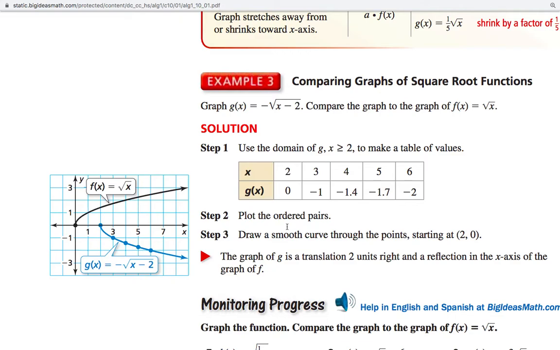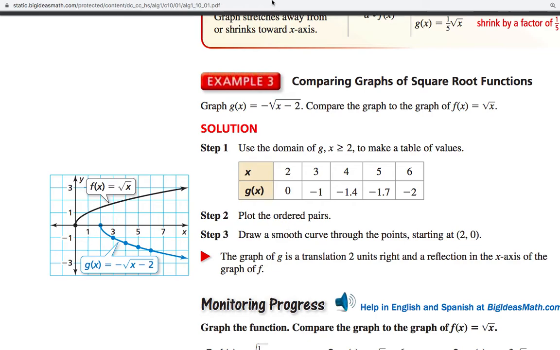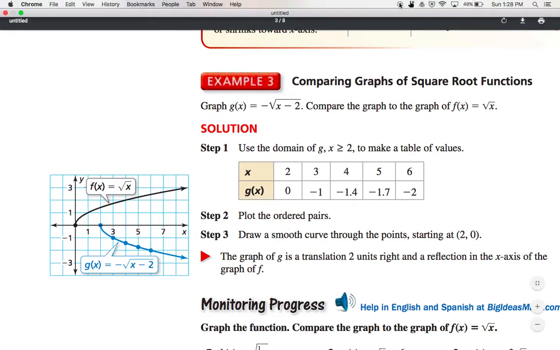Really what we're looking at is examples 1, 2, and 3. Can you find the domain, right? Take what's under the square root sign, make it greater than or equal to 0, and solve. That's the domain. And can you choose the right graph, and can you talk about what transformations are happening? That's what we're looking at for section 10.1, and that should be all that you need to know.